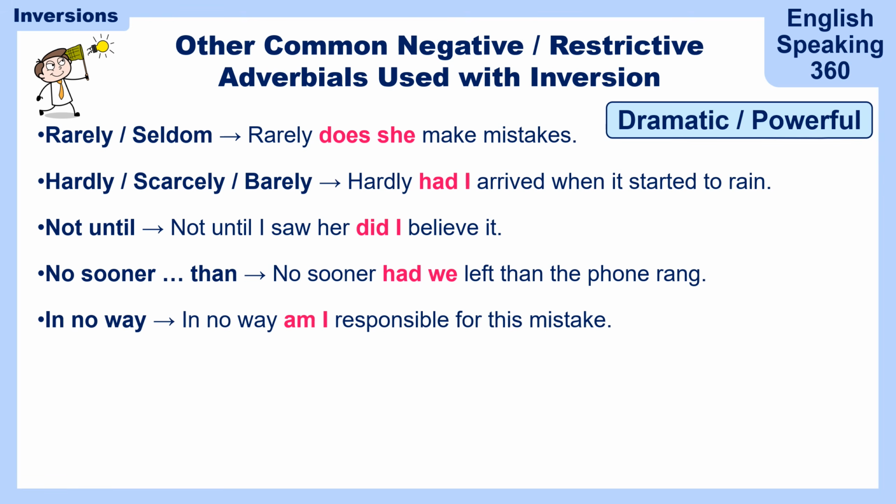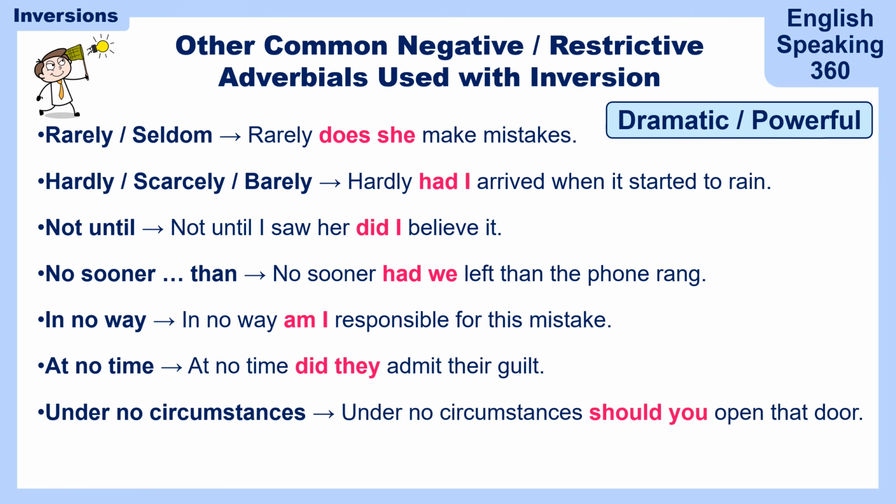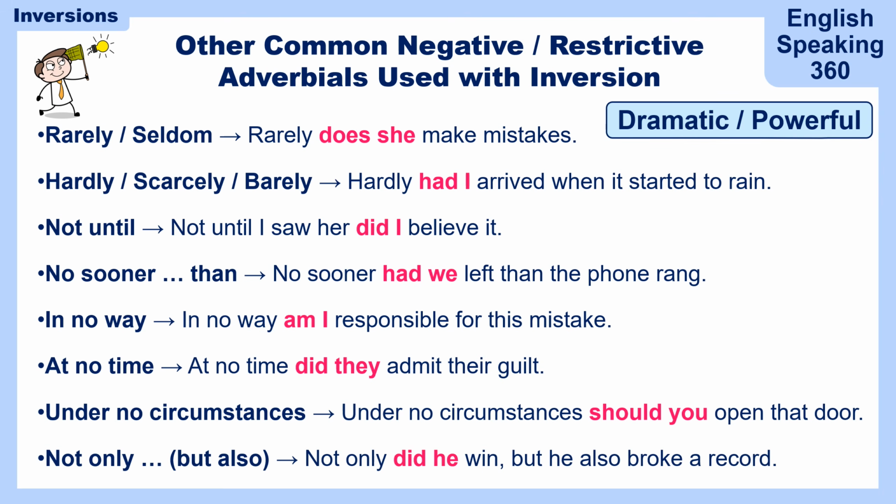In no way am I responsible for this mistake. This is very powerful. In no way am I responsible for this mistake. At no time did they admit their guilt. Under no circumstances should you open that door. Understood? Not only, but also. Not only did he win, but he also broke a record. So all of these sentences are more dramatic and more powerful.